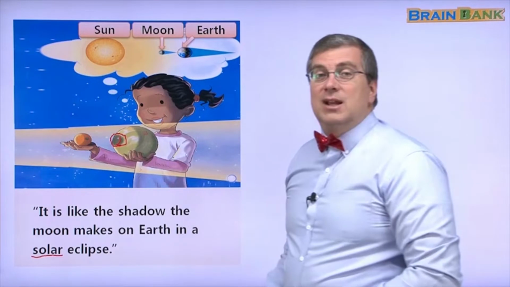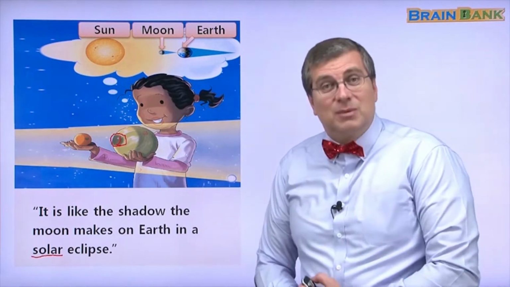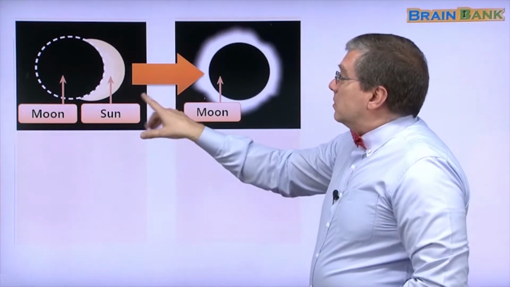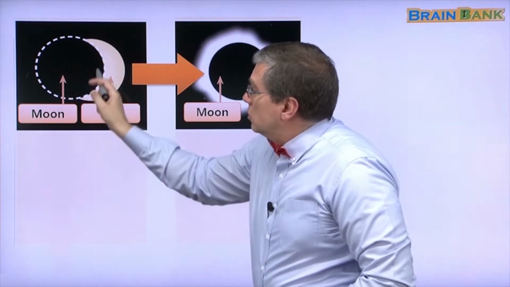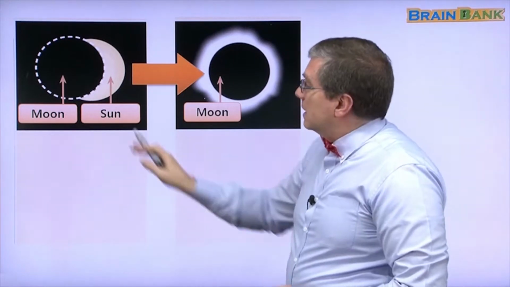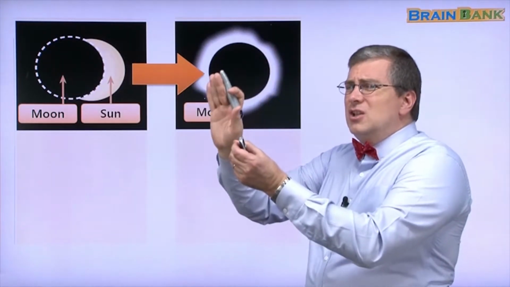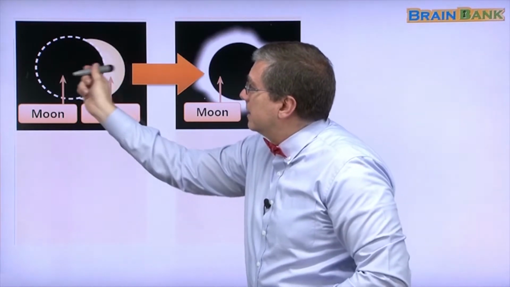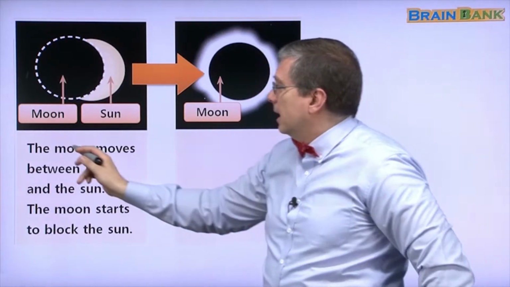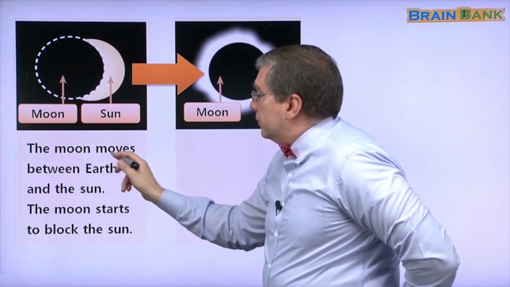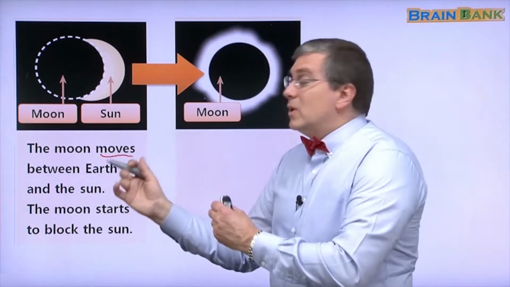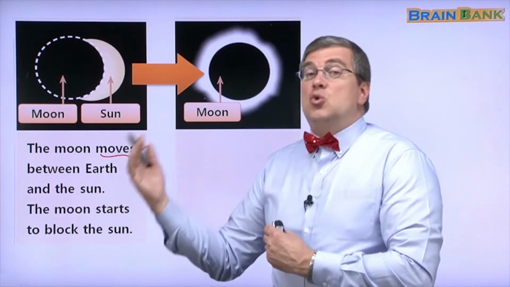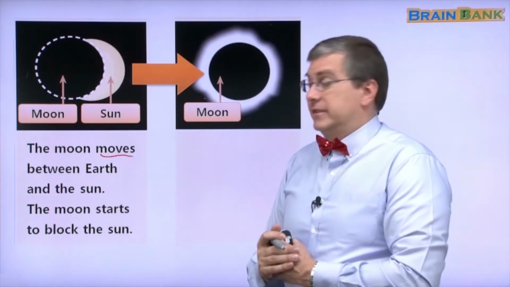If we live here, we see that. It's so much fun, right? So, we can do this. This is the moon. This is the sun. You see, the moon is moving slowly, right? The moon is moving slowly this way. The moon moves between the Earth and the sun.